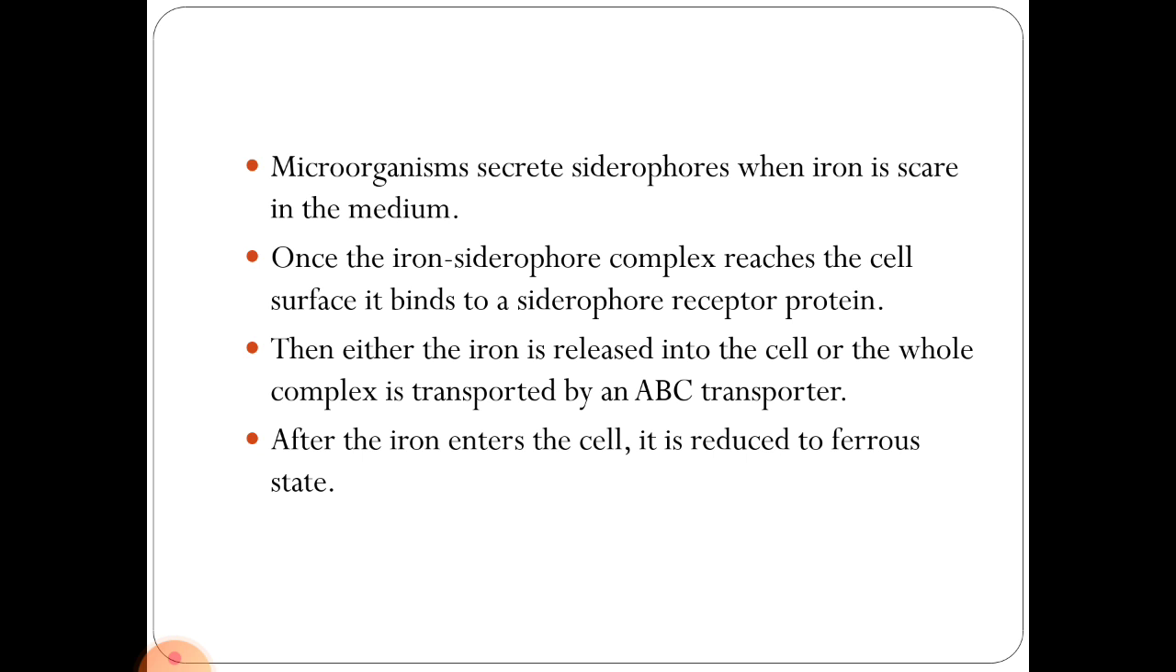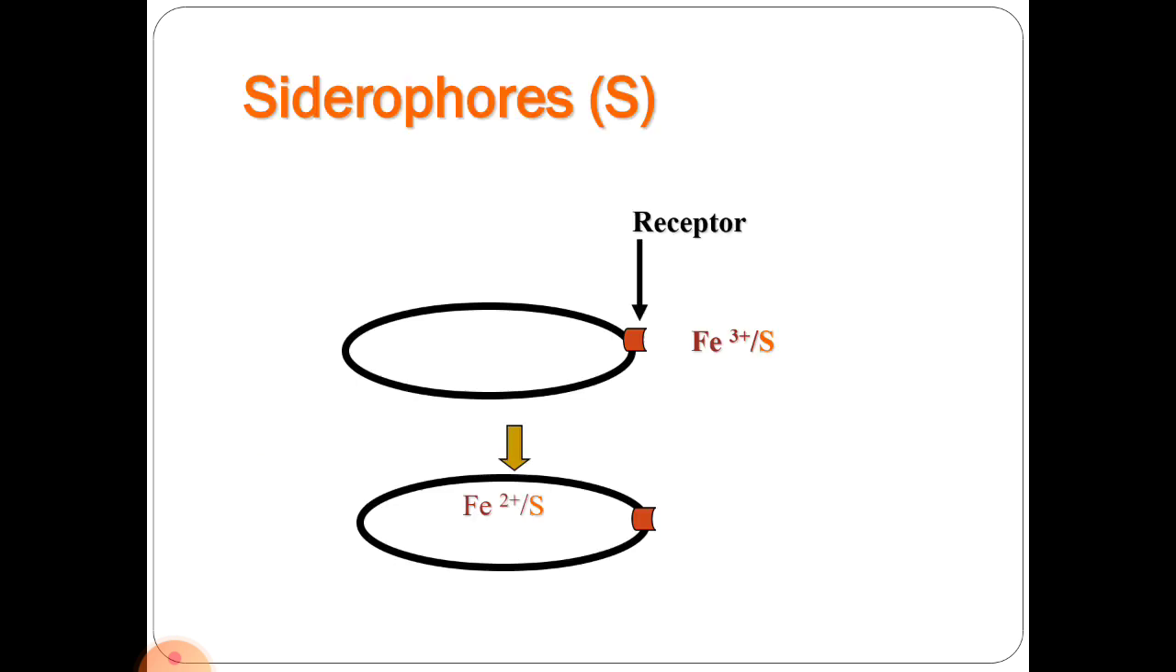Microorganisms secrete siderophores when iron is scarce in the medium. Once the iron siderophore complex reaches the cell surface, it binds to a siderophore receptor protein. Then either the iron is released into the cell or the whole complex is transported by an ABC transporter. After the iron enters the cell, it is reduced to ferrous state. So these are the siderophores with receptors which bind to the externally present ferric ions, and these are transported into the cell along with the siderophore and gets transformed to ferrous iron.